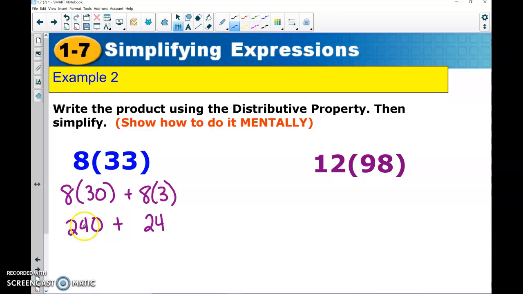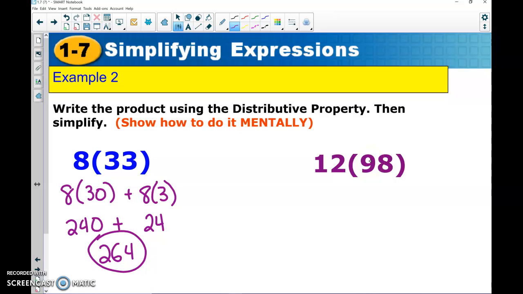We add that 0. So now I just have to add 240 plus 24. That gives me 264. So again, a lot easier to do it that way. I didn't have to take out a calculator. And quite frankly, this is how I multiply numbers in my head. So when some of you are at the board and you're asking me a question, this is how I'm breaking it down. I'm not counting by 33s 8 times, or I'm not counting by 8 33 times. I'm pretty much rounding this number to the closest tens so that I can do it.